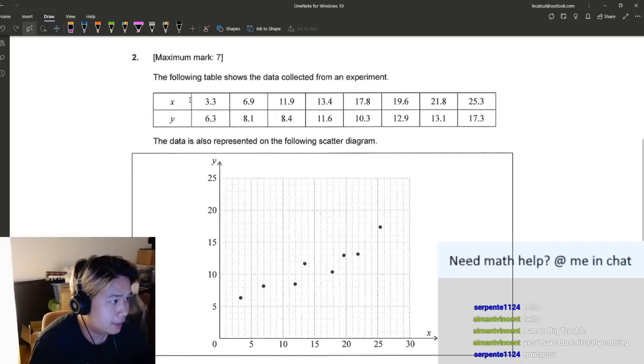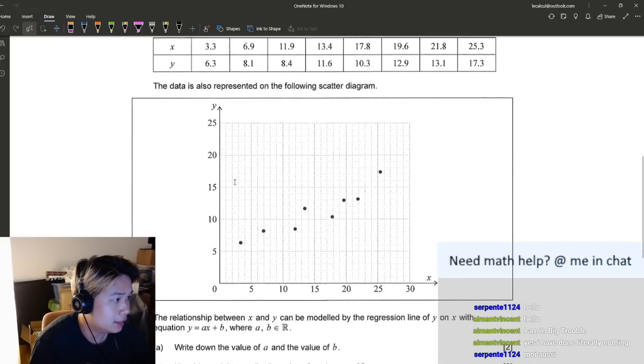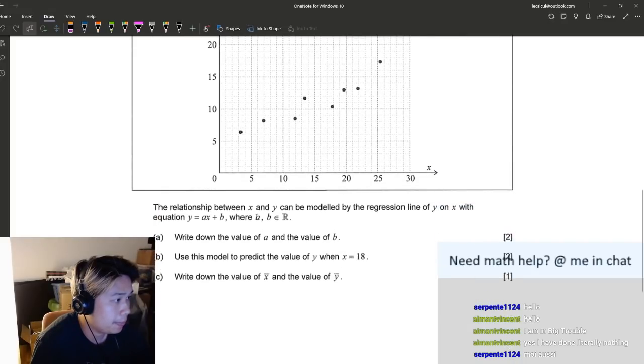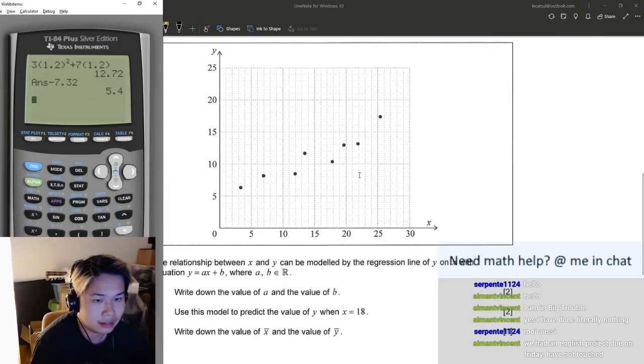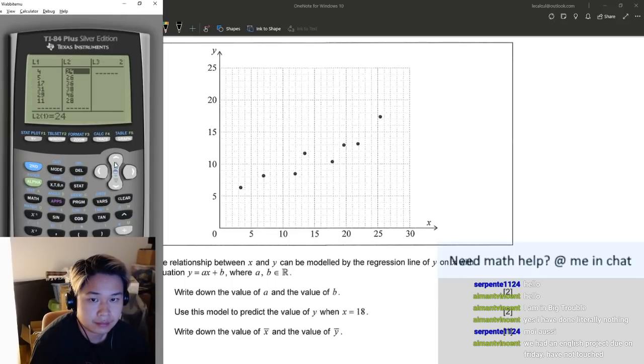Okay, so we have some data collected on an experiment, and then it's now plotted on the scatter graph. And then you can have a linear regression of y on x, and we need to find the value of a and b. So this part's not the weird part, because this is very standard. So we are going to go to my list, clear out the old stuff.